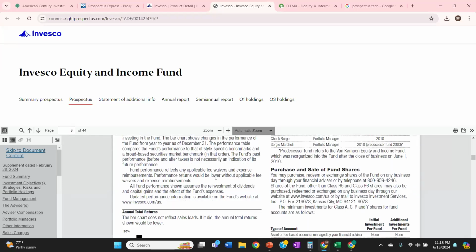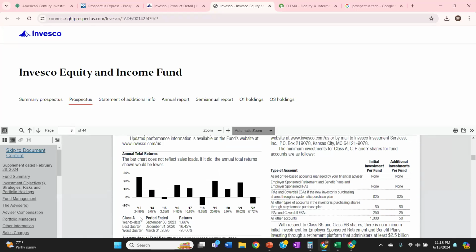More terminology and definitions. Here we go. Here are the past 10 years. Now, as you can see, we're not going up into the 30s and dropping into the 17% range or the 14, negative 14% range. In an equity income fund where the investment objective is preserving capital and then growth secondary, you can see the swings are a little bit more reasonable.